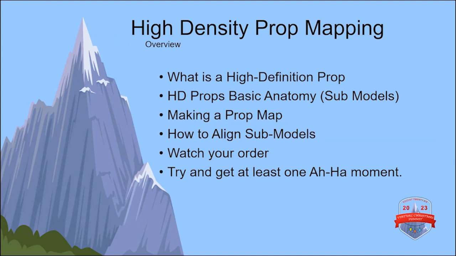So what we're going to do in this class is talk a little bit about what a high-definition prop is. We're going to talk a little bit about the anatomy of these props because I think it's very important to understand what the props and the submodels look like. We'll talk about making a prop map, how to align submodels, how to look at one high density prop and another and make things align so when you map things over, it looks better on the prop. We'll talk a little bit about order because order does matter in xLights, the master file and where things sit, especially with high density props.